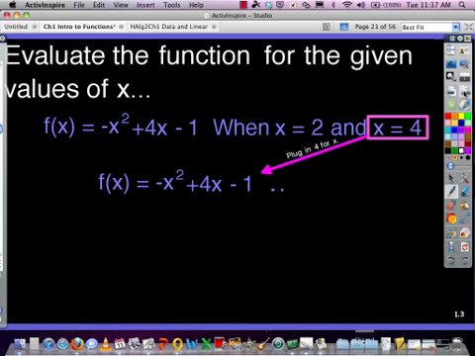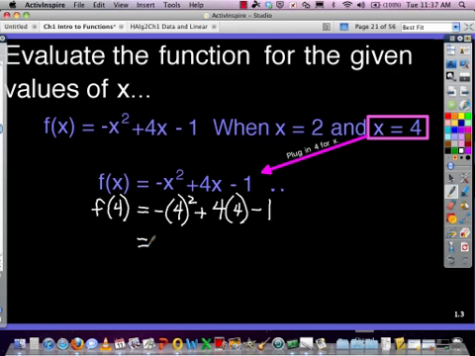So when x is 4, you should be looking at doing the same exact thing. So I want you to practice that. And so that means f of 4 would look like this. You're putting a 4 in wherever there's an x. And now that leaves you to do the order of operations. Again, 4 squared would give me 16, but the opposite of that would make it negative 16. Plus 4 times 4 is 16, and then subtract 1. Keep doing the math again.